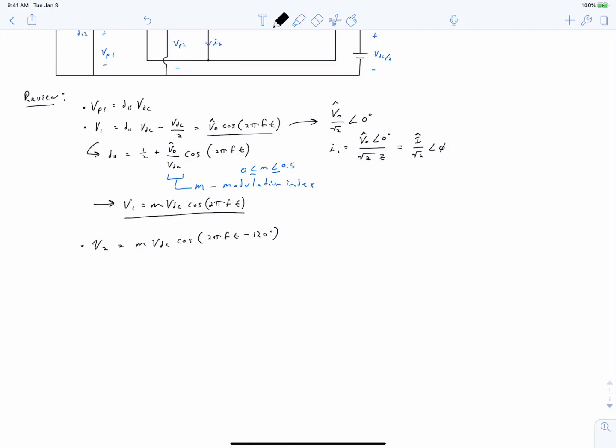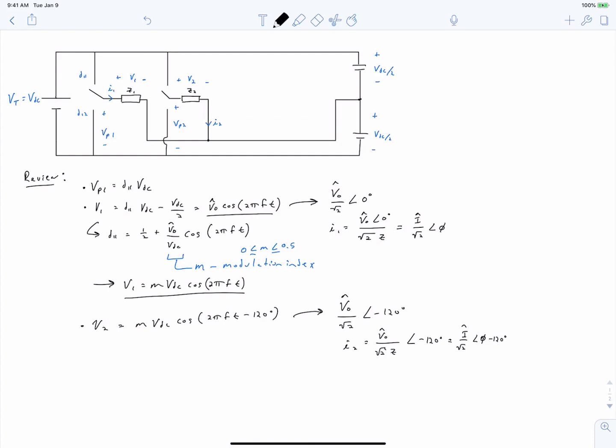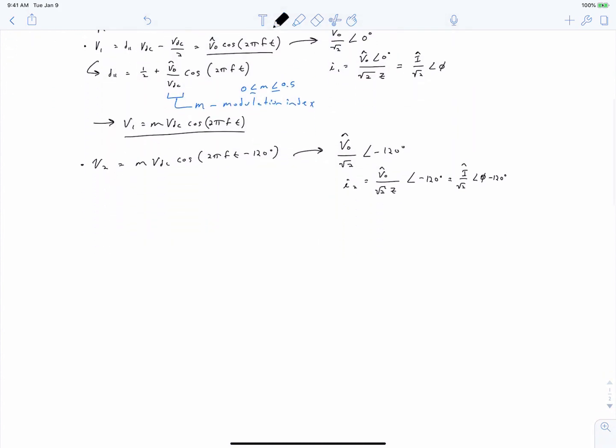So if you recall, a three-phase system consists of phases A, B, and C, where phase A has an angle of 0 degrees, phase B is delayed from phase A by 120 degrees, and phase C is delayed from phase B by 120 degrees. And so next we'll add a third leg to this converter, a third half bridge. And we can write out the same voltage and current expressions again.